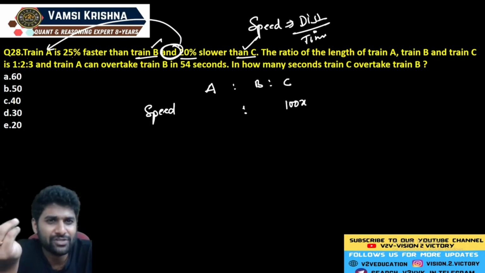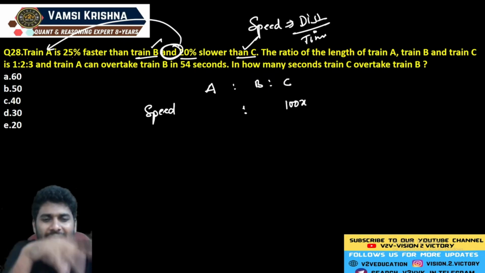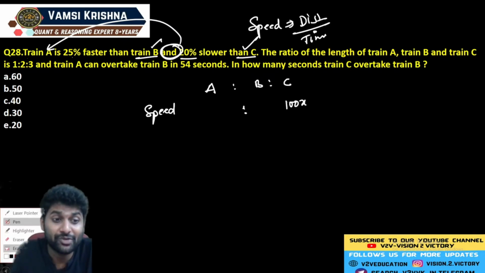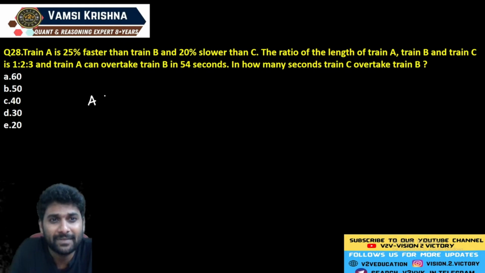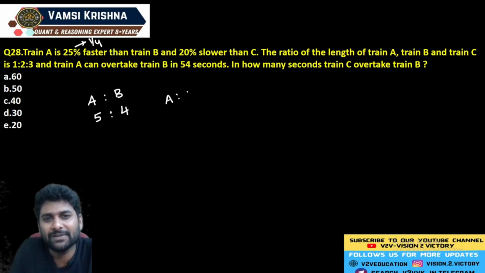Train A is 25% faster than train B and 20% slower than train C. So A is compared with B, A is compared with C. Okay. Let me tell you ratio method also. For example, A, B. Let me take a ratio method. We can cover that concept also. 25% means 1 by 4. So 25% faster means if B runs at 4 units, definitely A runs at 5 units. If A is 20% slower than C, so 20% is equal to 1 by 5. If C runs 5 units, now A runs 20% slower than C, A runs at 4 units.